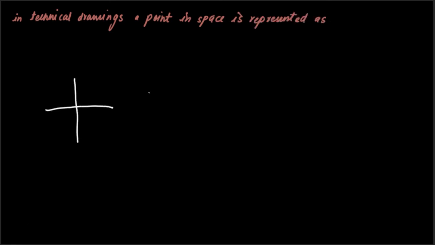In our multi-view drawings, a point in space is depicted as a plus or a cross, unlike the normal dot that we are used to representing it as.